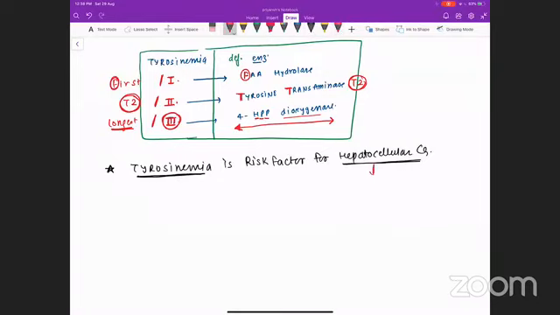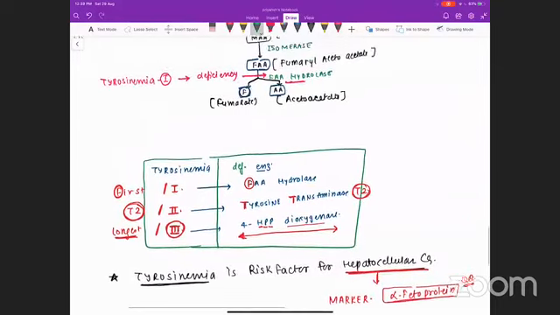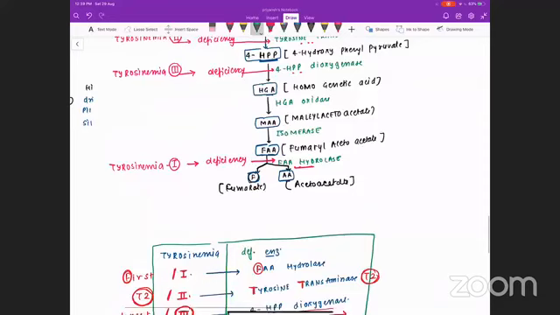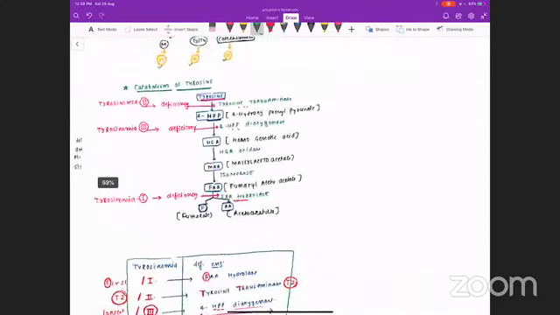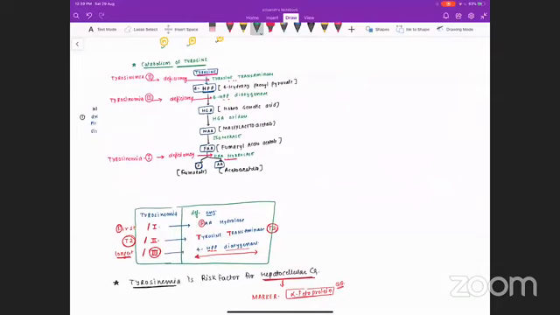We can add a pathology MCQ here: the marker for hepatocellular carcinoma. The marker for hepatocellular carcinoma is alpha fetoprotein. This has been asked thrice continuously in the exam. So this was the information you should know regarding tyrosinemia: the risk factor is for hepatocellular carcinoma, and the marker is alpha fetoprotein.